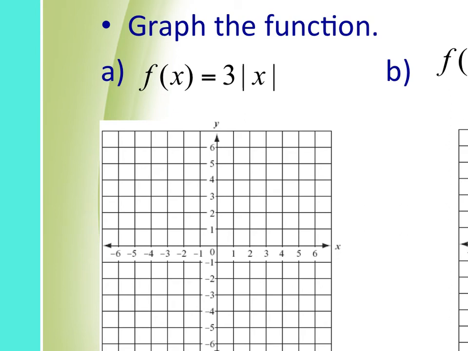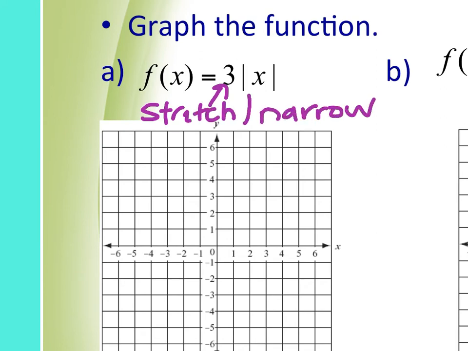Its absolute value, which looks like a V, okay? The 3 in the front is telling you that this is a stretch, a vertical stretch, or it is a more narrow V, okay? You can use either term. I don't care which one, as long as you know what it means. So my point is at 0, 0.